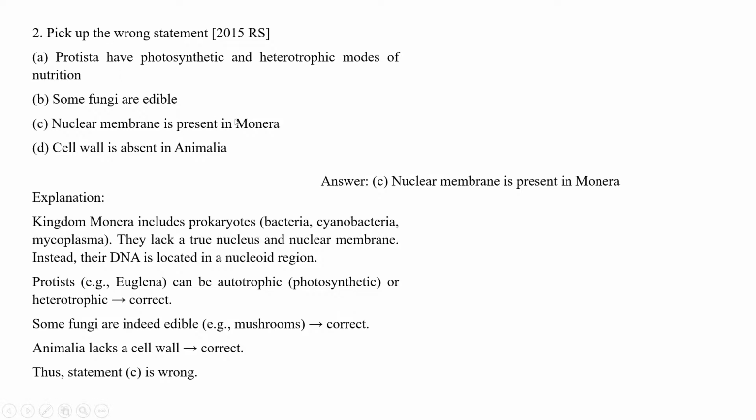In Kingdom Monera, the Archaebacteria and Eubacteria belong. So Monera are Eubacteria and Archaebacteria, and they don't have a nuclear membrane. That's why option C is correct. The Kingdom Monera includes mainly bacteria, cyanobacteria and mycoplasma as well as the Archaebacteria. They lack a true nucleus and nuclear membrane. That's why their DNA is located in a nucleoid region. So the wrong statement is that the nuclear membrane is present in Monera.